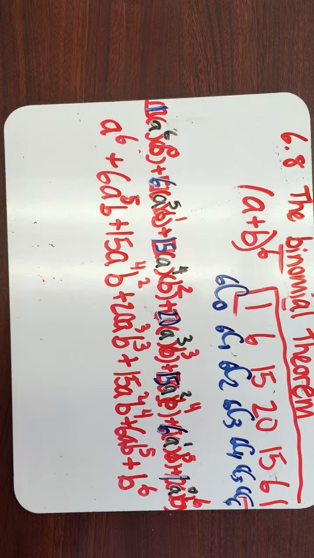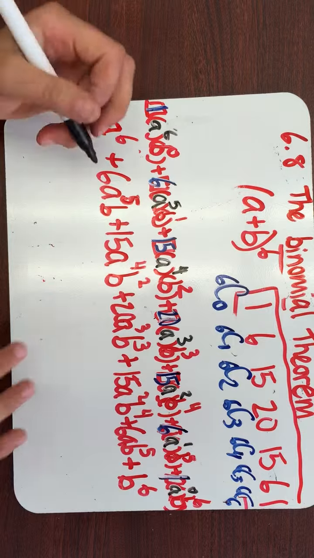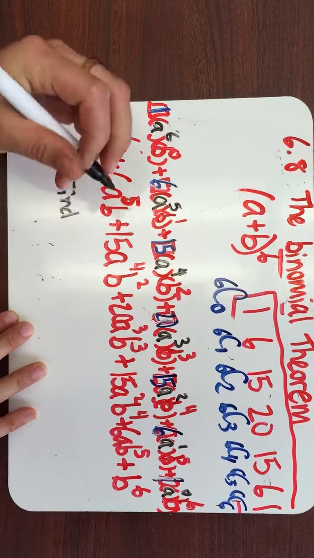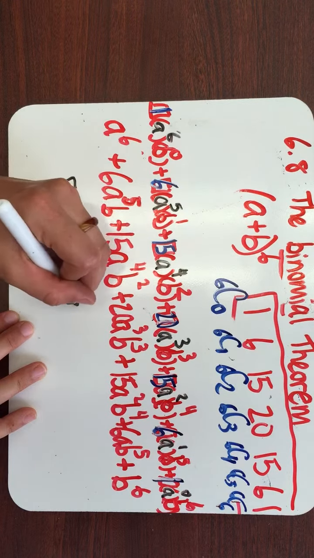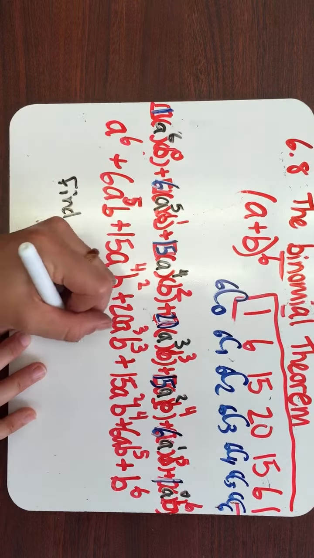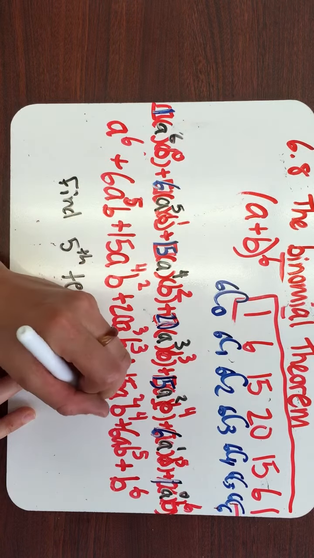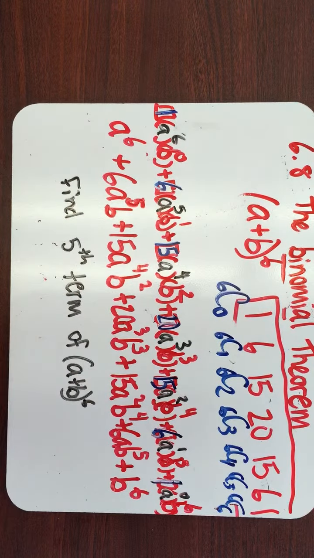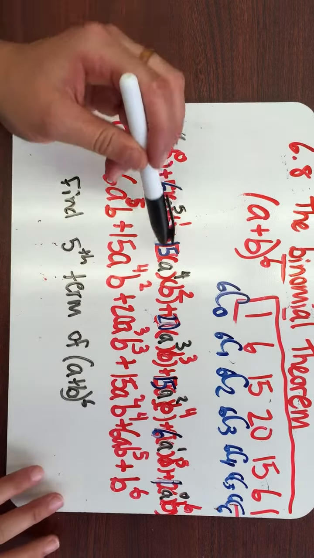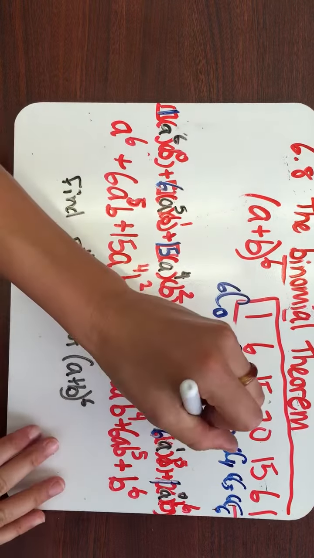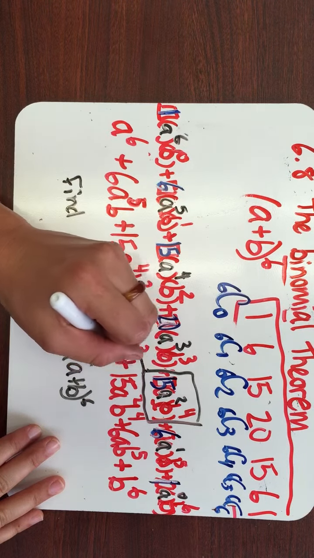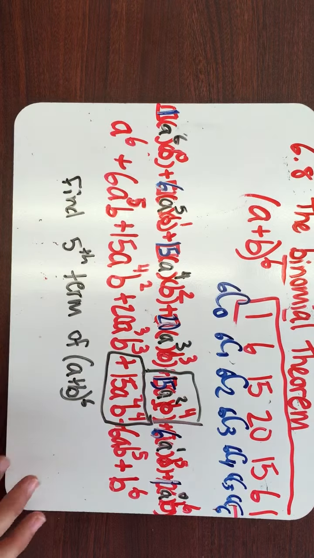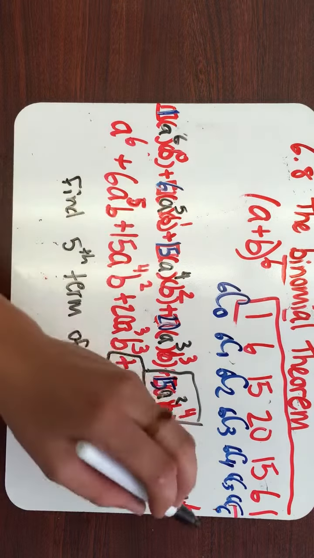So this is helpful for when we want to find a specific term. Let's say we wanted to find the 5th term of a plus b to the 6th. We already know it because we just did this already. It's 1, 2, 3, 4, 5. So this one right here, which was simplified to this right here. But we can find this out by using combinations.